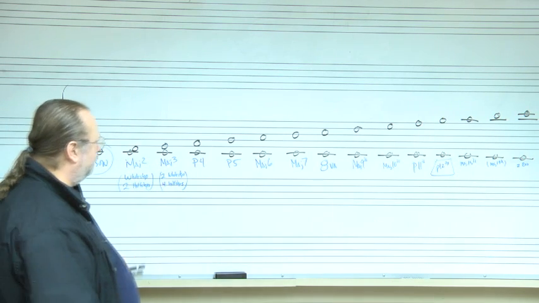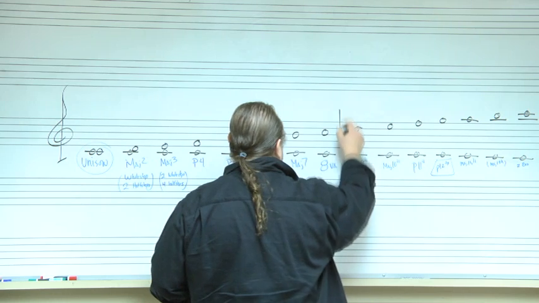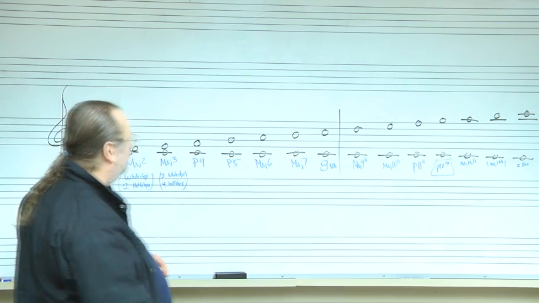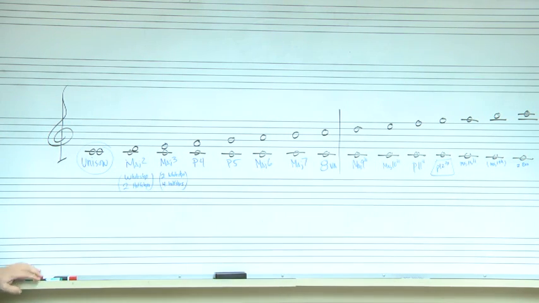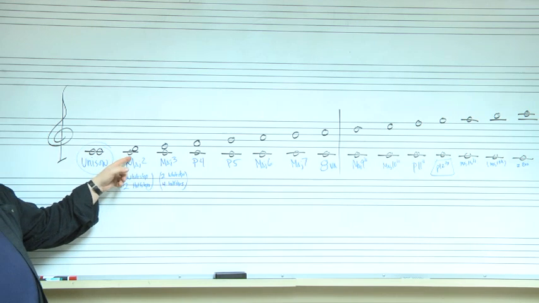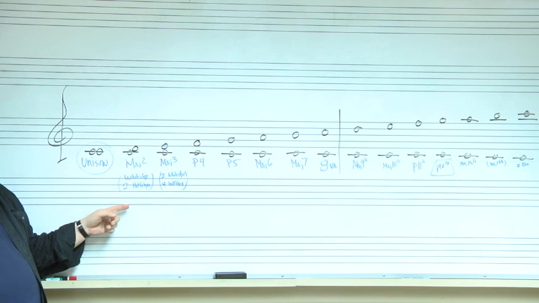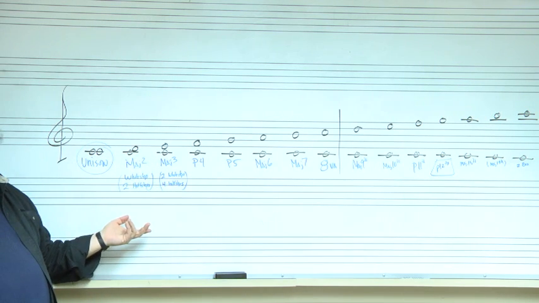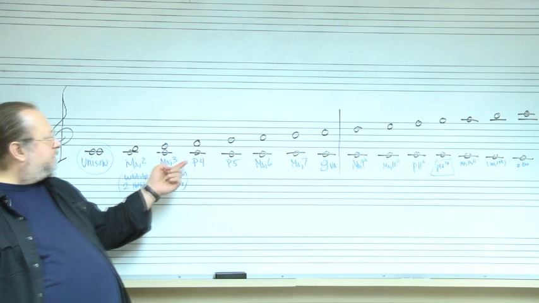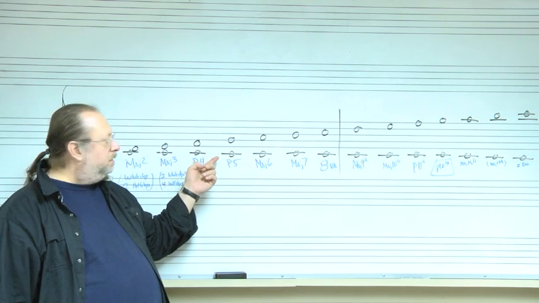If we go up to major seventh, just stop at the octave right here. Those are the names of the intervals. C and C is a unison. C and D is called a major second. C and E is called a major third. C and F is called a perfect fourth. Yeah, I got all that.